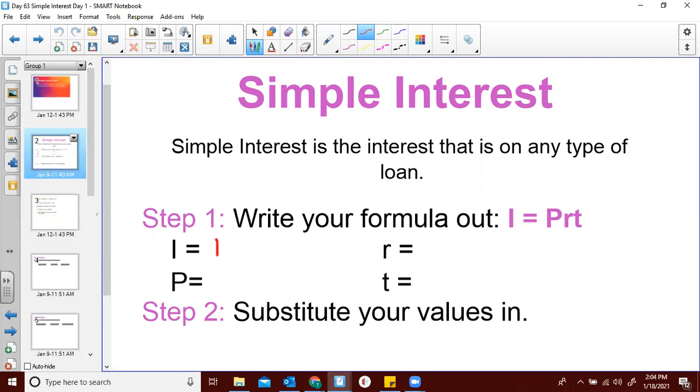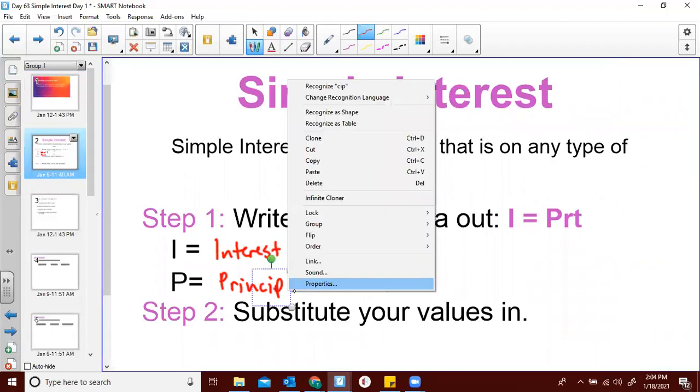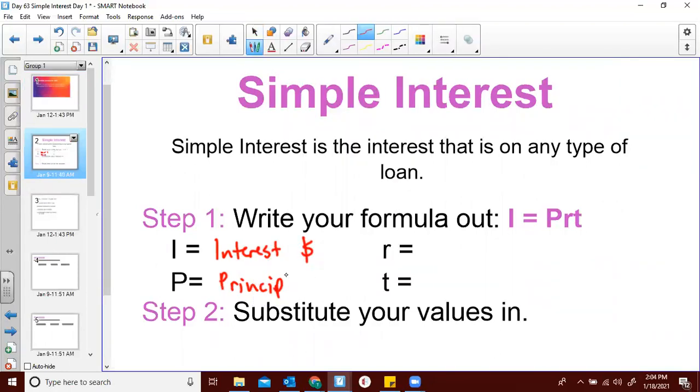The I is going to be our interest. That's going to be a dollar amount. Our capital P is our principal, and that's going to be what we borrow. That's also going to be a dollar amount. Our R is our rate, and that's going to be a percent. That's the way they're usually going to give it to us, but we want to put it into a decimal. So don't forget about the double dip method.